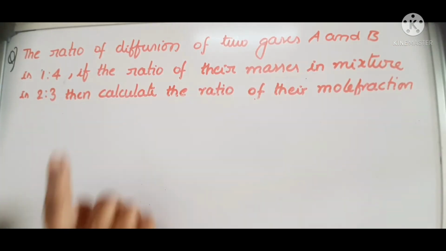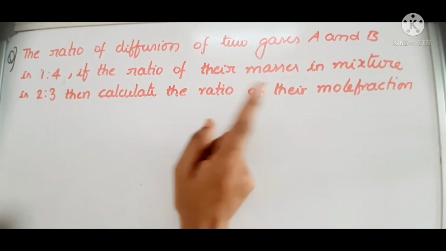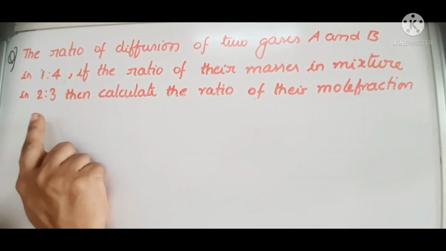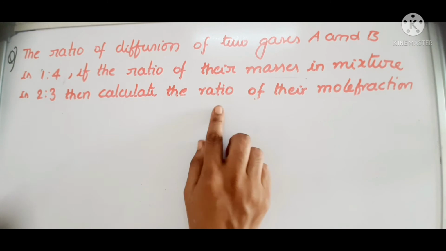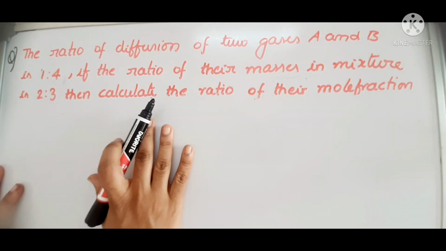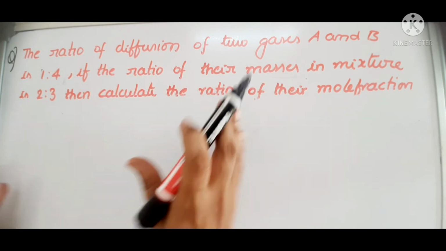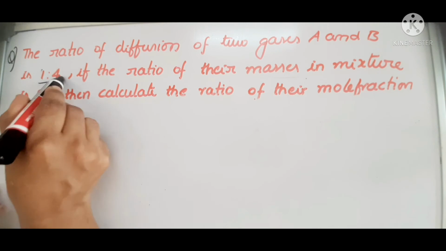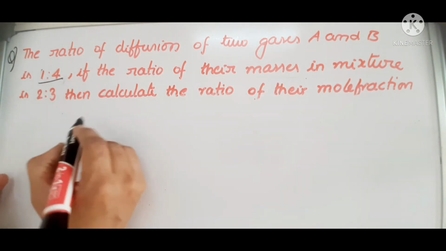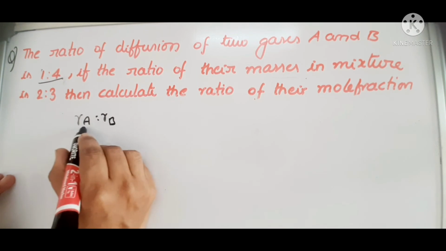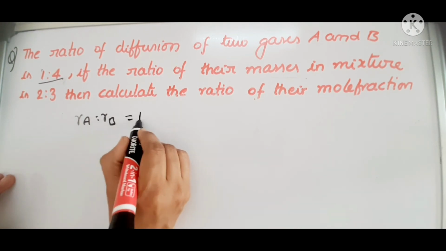Next question. The ratio of diffusion of two gases A and B is equal to 1:4, and the ratio of their masses in mixture is 2:3. Then calculate the ratio of their mole fraction. Okay, what is the data we have here, let us write. We have two gases, that is A and B. The ratio of diffusion equal to 1:4. So RA is to RB, rate of diffusion of A is to rate of diffusion of B equal to 1:4.